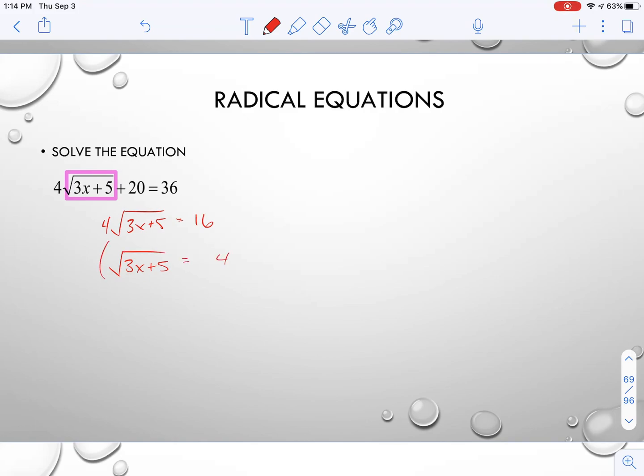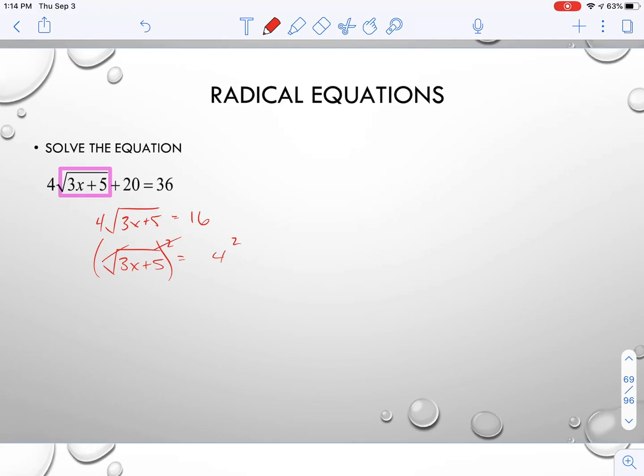And when I square both sides now, right, the square and the square root are simply going to cancel out on the left, leaving me with 3x plus 5. On the right, 4 squared is 16. Now I've canceled all the radicals, so I'm going to solve the resulting equation. In this case, it's linear. So we're going to subtract 5, and we have 3x equals 11, or x equals 11 thirds.